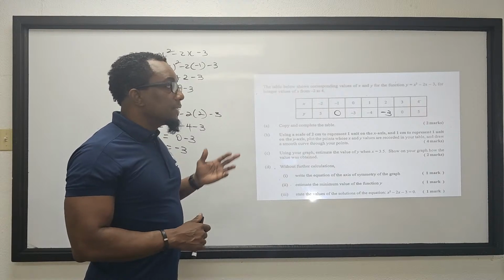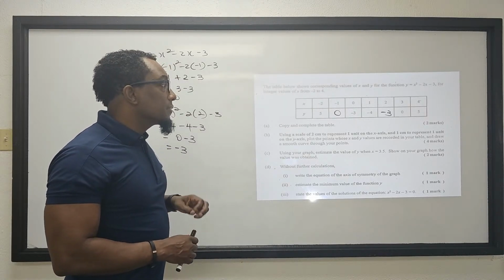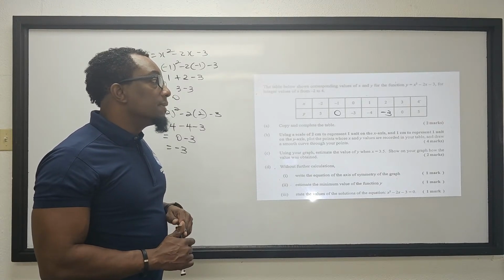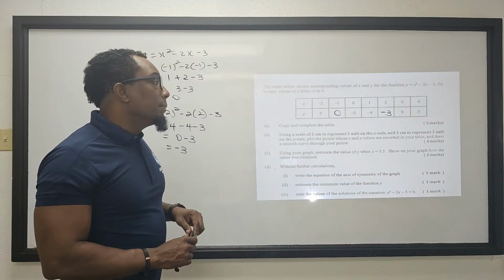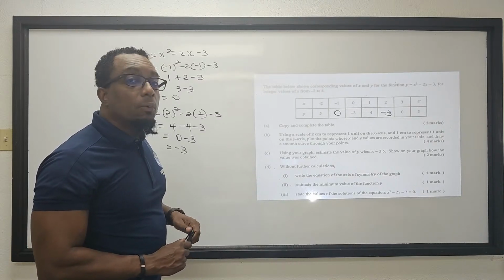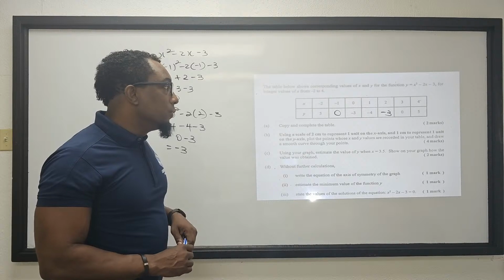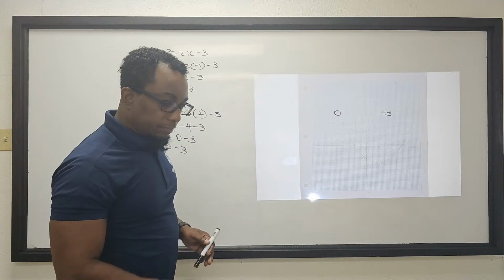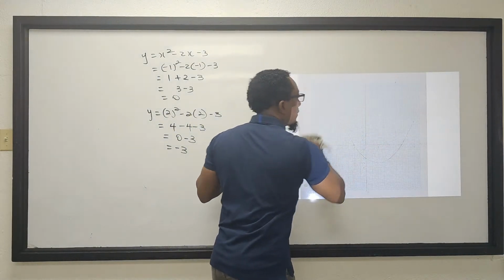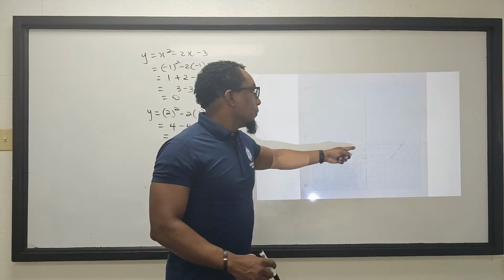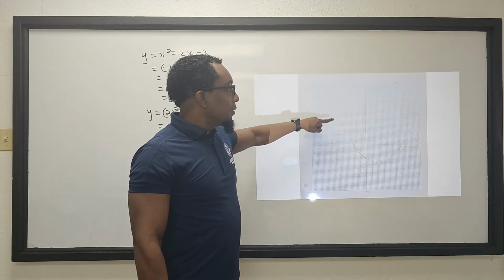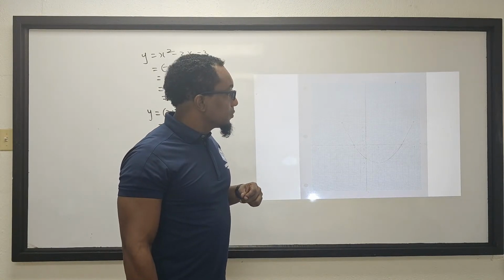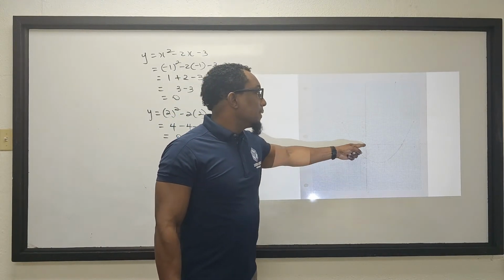So having completed the table, they want us to now use a scale of 2 centimeters to represent 1 unit on the x-axis and 1 centimeter to represent 1 unit on the y-axis. Plot the points whose x and y values are recorded in the table and draw a smooth curve through your points. So, right, so this is our curve. So we set up our scale, we plot our points, and this is the curve we are expected to get.